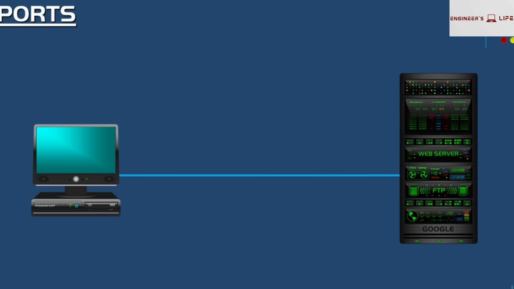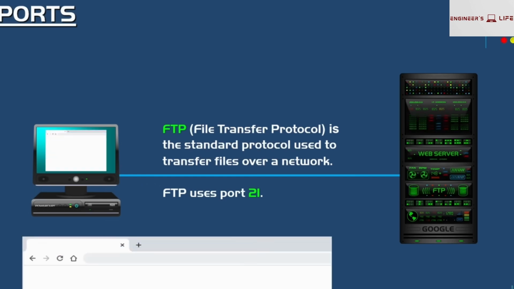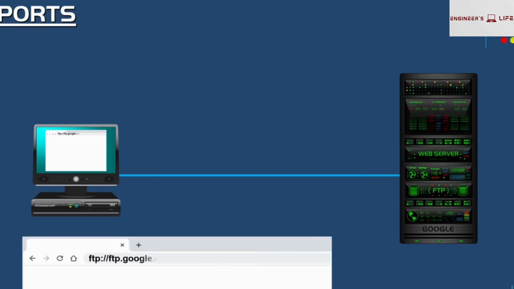Now let's say on this same exact server, Google is running an FTP service where clients can transfer files. FTP is the standard protocol that is used to transfer files between computers and servers over a network, and it uses port number 21. So on our computer, we can open up a web browser, and as an example, we'll type in ftp.google.com, and then we'll see the same thing happen again.